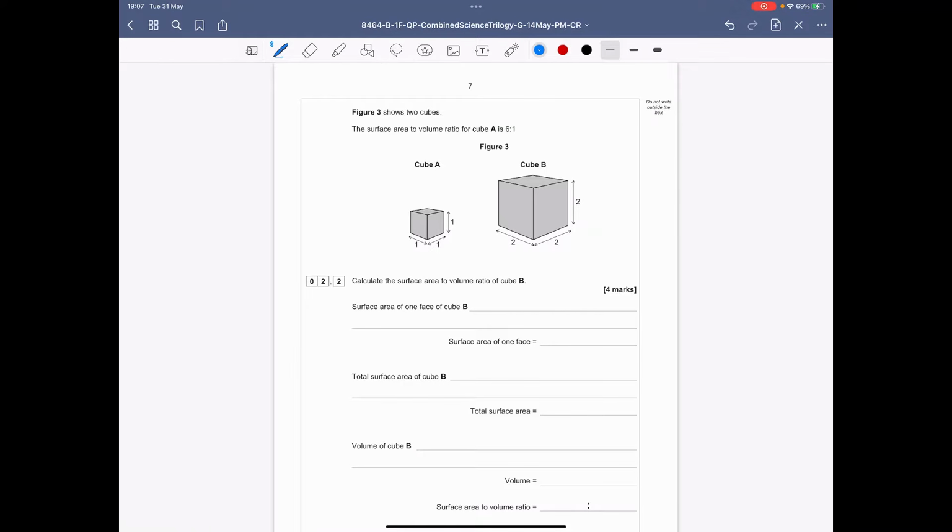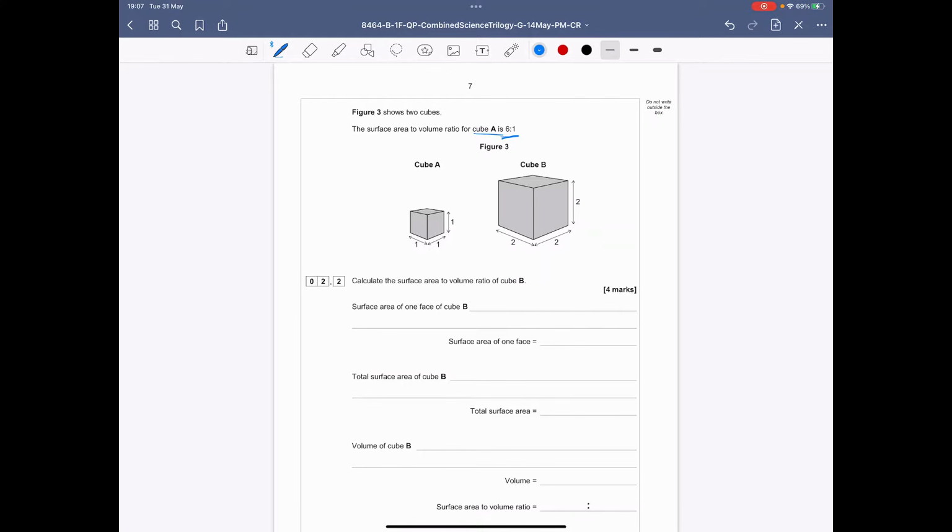Figure 3 shows two cubes. The surface area to volume ratio for cube A is 6:1. Calculate the surface area to volume ratio of cube B. You've been given the measurements of cube B, and this is worth 4 marks, and you can see how the question is laid out.